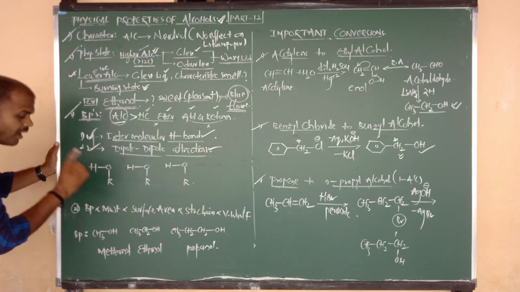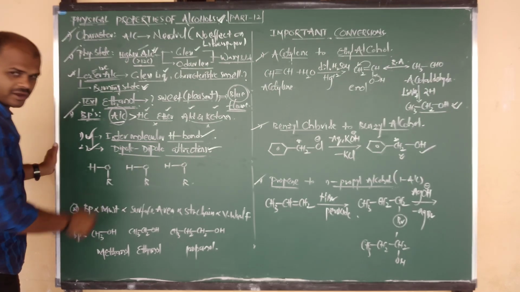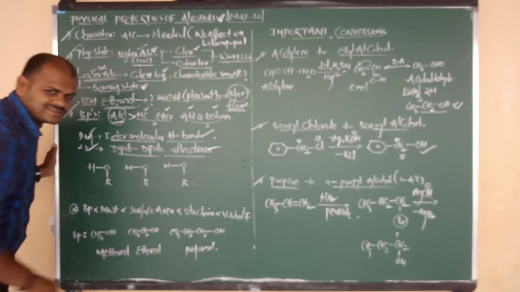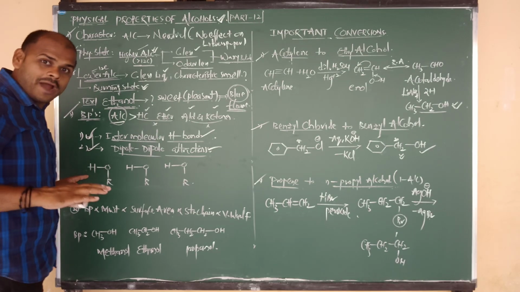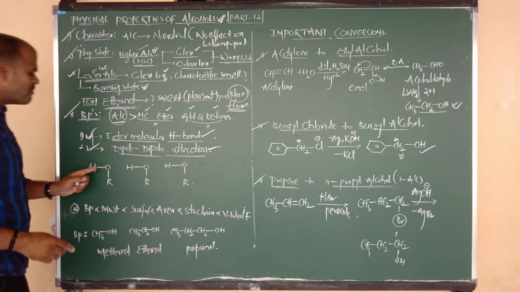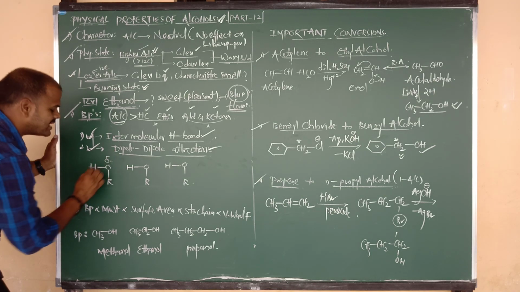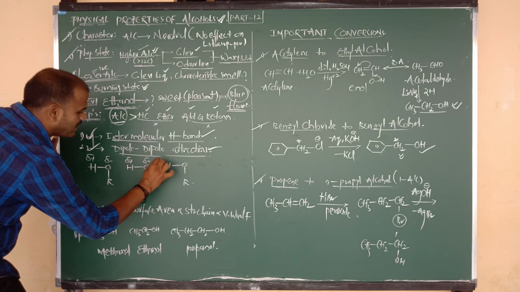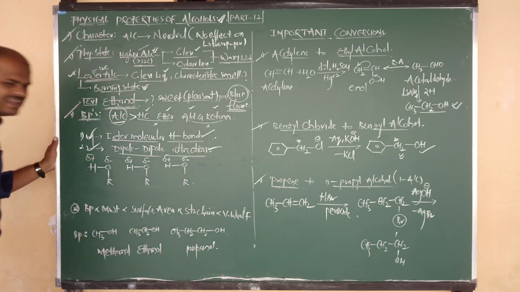Alcohol is ROH: H bonded to O, O bonded to R. These are the structures of alcohols I have taken here. And as you know very well, oxygen has more electronegativity than hydrogen, so it has a withdrawing tendency. Oxygen carries a partial negative charge and hydrogen a partial positive charge. In all cases, we write it as it is.